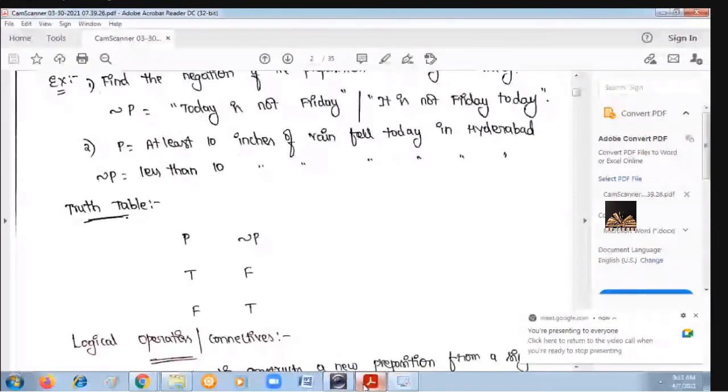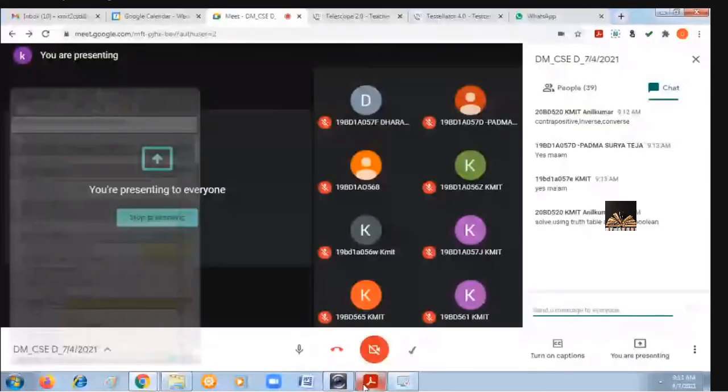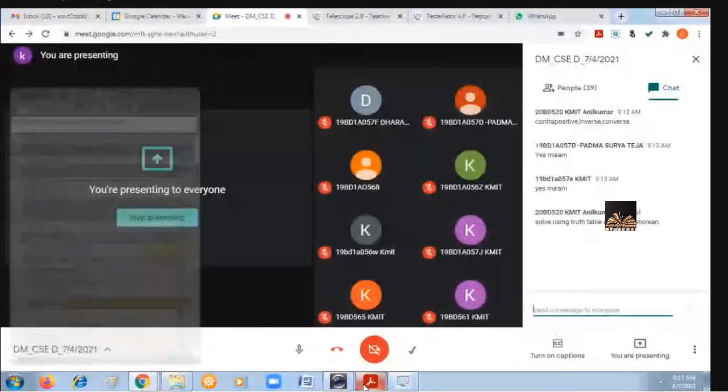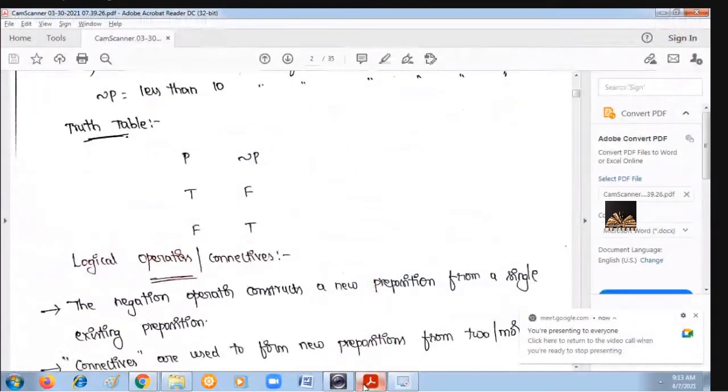And what is the use of connectives? When do we use connectives, and how many types of connectives do we have? Can anyone tell? So we have four types of connectives: conjunction, disjunction, conditional statement and biconditional statement, right? Whenever you want to combine or join propositions, you can join them using the connectives, right? So what are those connectives?